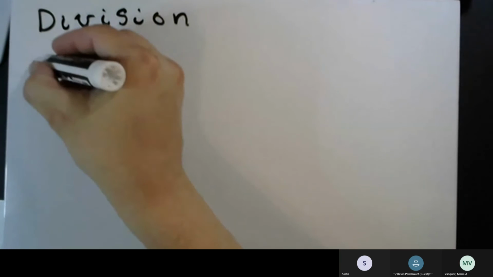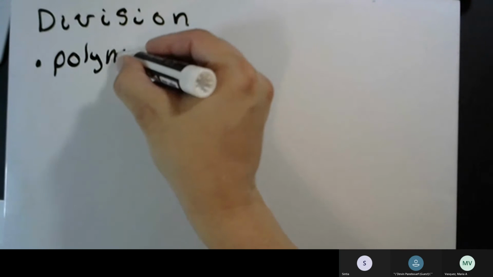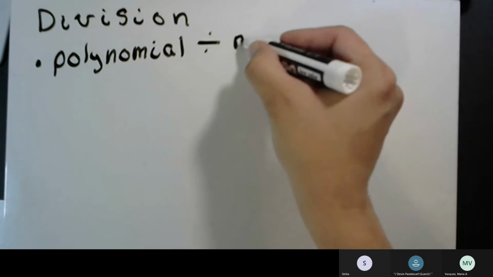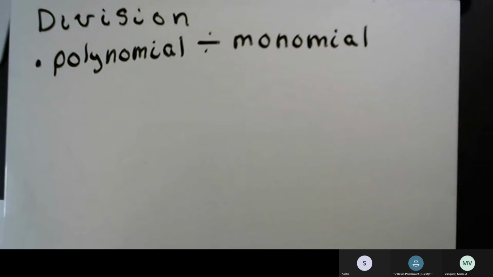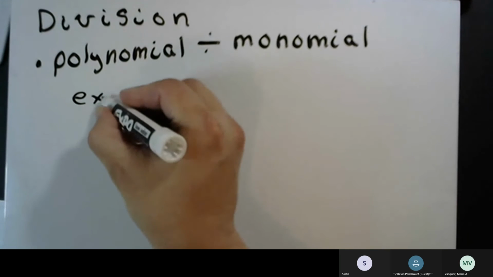And the first topic in division is polynomial divided by monomial. Now, we've seen monomial divided by monomial. And when you have monomial divided by monomial, you're basically reducing things in the way you'd reduce a fraction in a lot of ways. We'll do an example to bring that back.